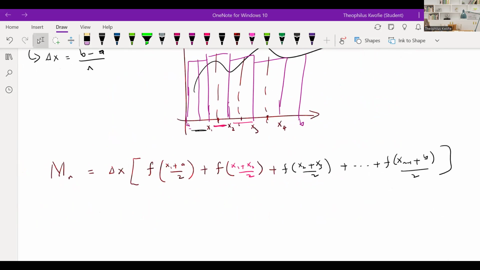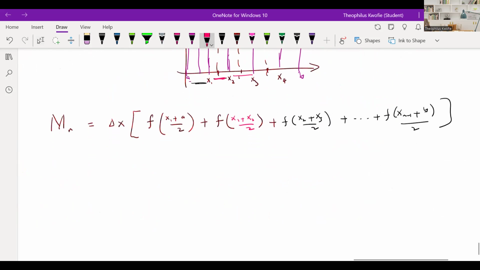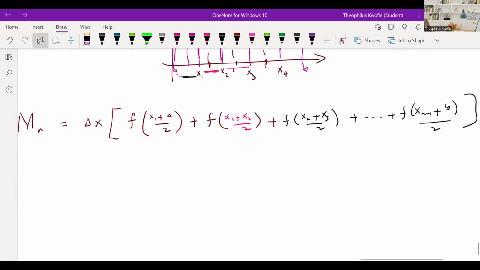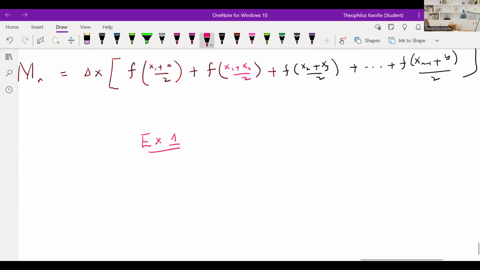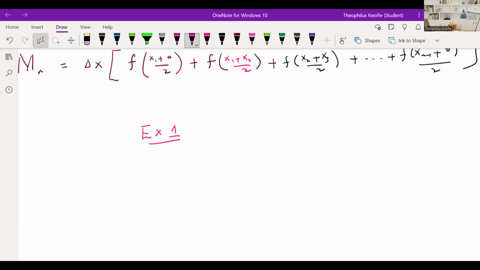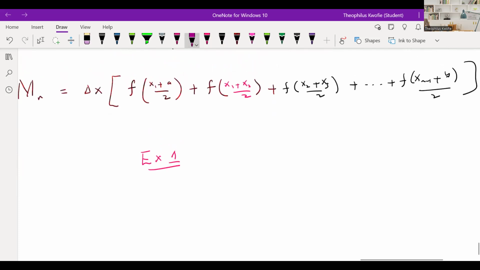So at this point, maybe I'll pick the same problem as we had in our previous episode to solve. So example 1. What we are going to do is use the midpoint rule to find an approximate value of this particular problem.